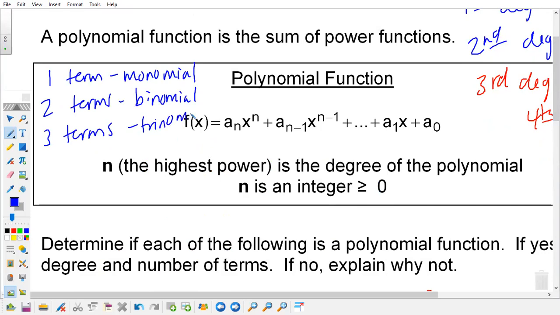Everything else is just the number of terms. They're the only three that have special names. Okay, does that make sense? So if I have more than three terms, I just have 4 terms, 5 terms, 6 terms, okay? It's just a polynomial. Mono, bi, and tri. Mono is 1, bi is 2, tri is 3.